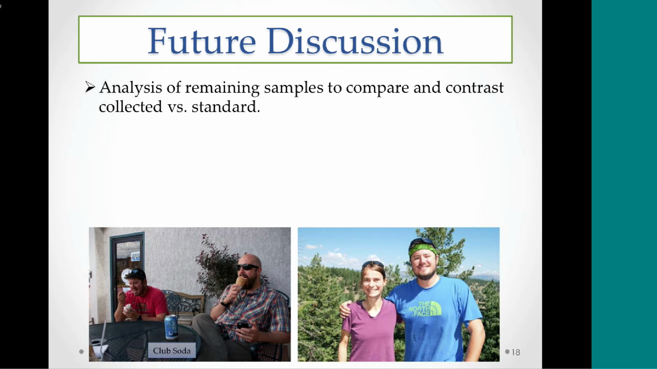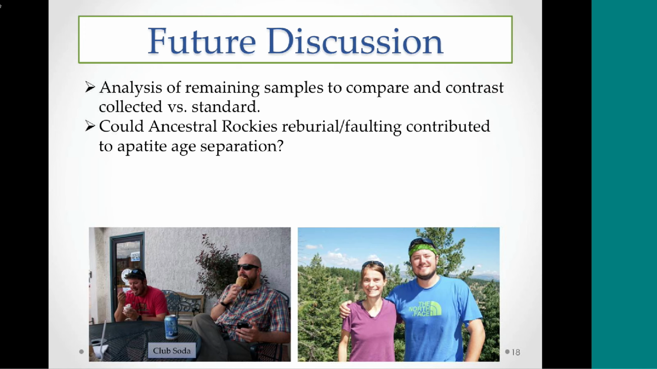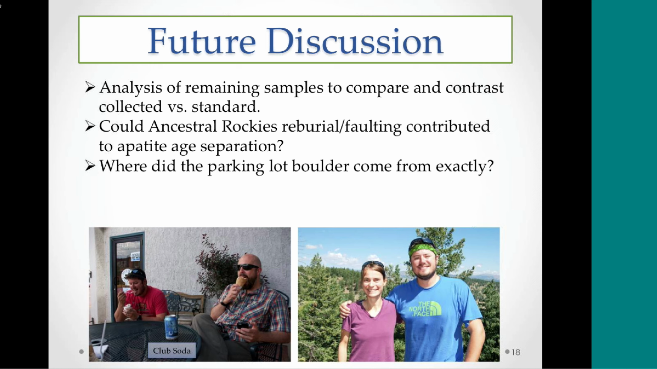Where we want to go with this is analysis of the remaining samples to compare and contrast the collected versus the standard samples. Could ancestral Rockies reburial and faulting contribute to the apatite age difference? And where did that parking lot boulder actually come from? It's an assumption to use something as a standard without having the actual outcrop it came from, so we really want to find that outcrop and compare. Interestingly, our data from 1401 that we sampled don't really coincide with the actual boulder and sample. So we want to run the other samples and see where that goes.